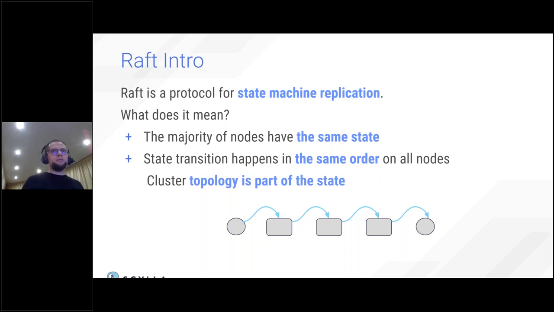The idea of a replicated state machine is to distribute copies of the same state machine among many nodes, make sure the majority of these nodes have the same state, and make sure that the nodes transition from state to state in the same order. The state machine state in this case is going to be schema information, like what tables you have, what indexes are out there, privileges and so on, and the topology information: what tokens are out there, what nodes are out there, which nodes are joining and leaving, and so on.